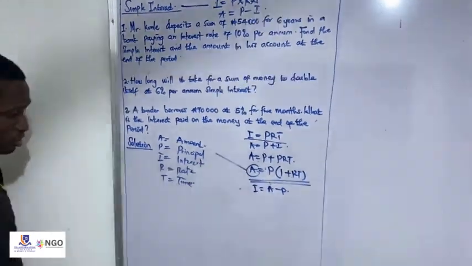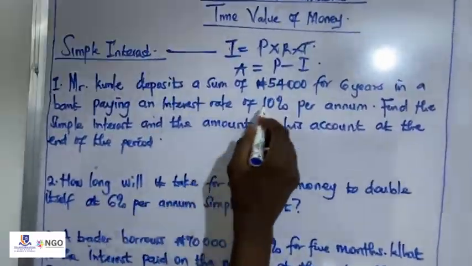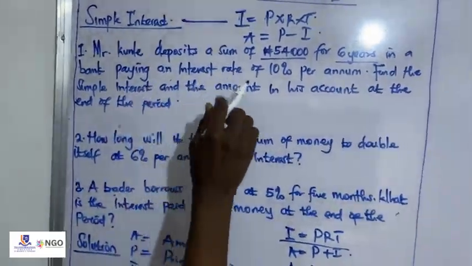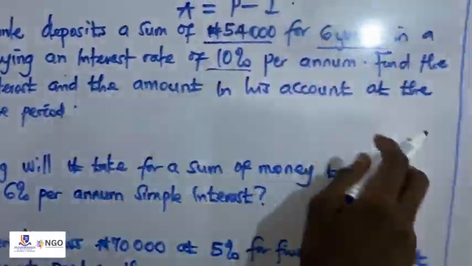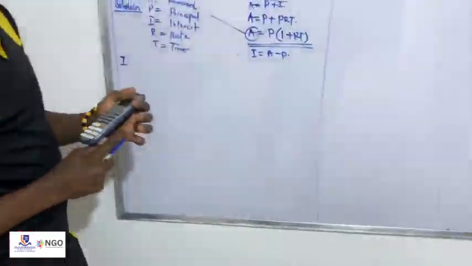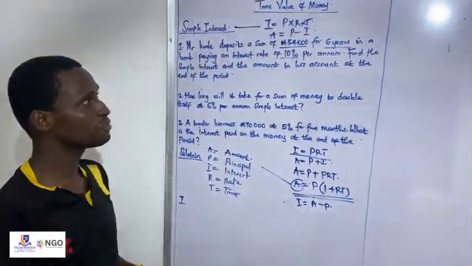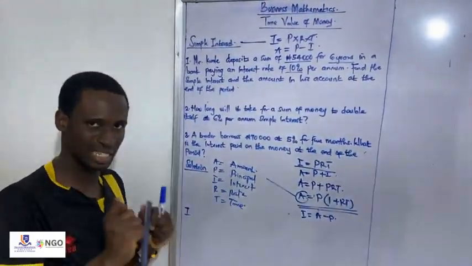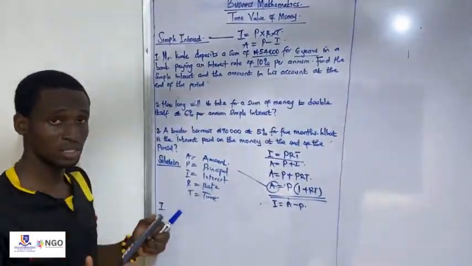So let us look at the first illustration. Number 1. Mr. Kunle deposits a sum of 54,000 naira for 6 years in a bank paying an interest rate of 10% per annum. Find the simple interest and the amount in his account at the end of the period. So how much is Mr. Kunle depositing in the bank? 54,000 naira. It represents the money with Mr. Kunle at the time he wants to make the deposit.